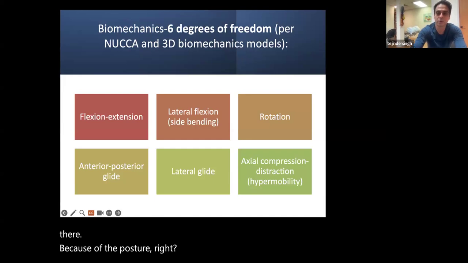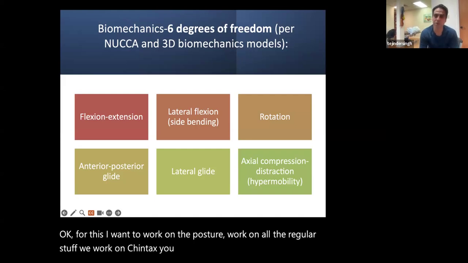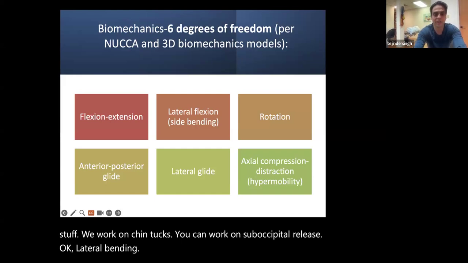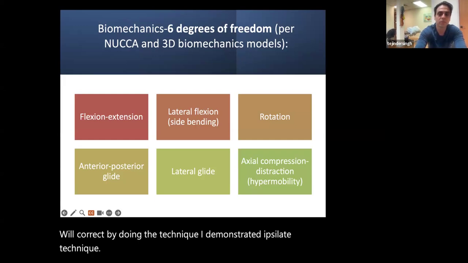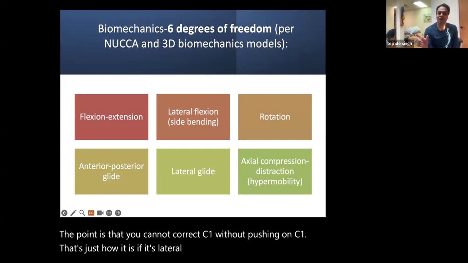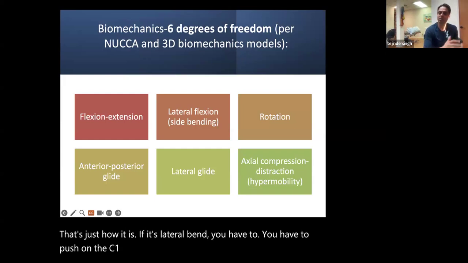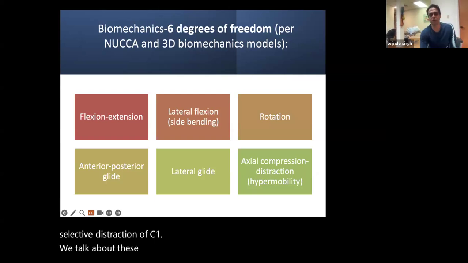Okay. For this, I want to work on the posture, work on all the regular stuff we work on, chin tucks. You can work on suboccipital release. Okay. Lateral bending will correct by doing the technique I demonstrated, ipsilateral eye technique. The point is that you cannot correct C1 without pushing on C1. That's just how it is. If it's lateral bend, you have to push on the C1 transverse process towards the ipsilateral eye. Do the selective distraction of C1. Yes. Ipsilateral eye. We talk about these techniques in more detail in the program.